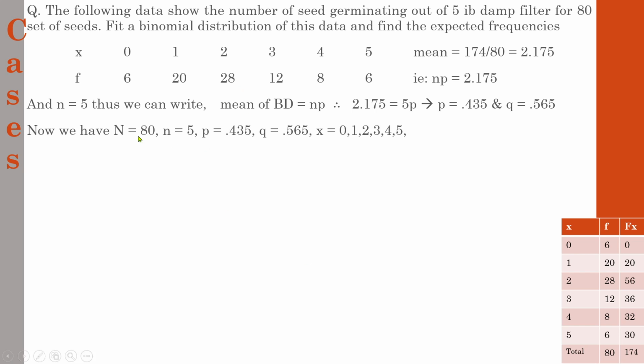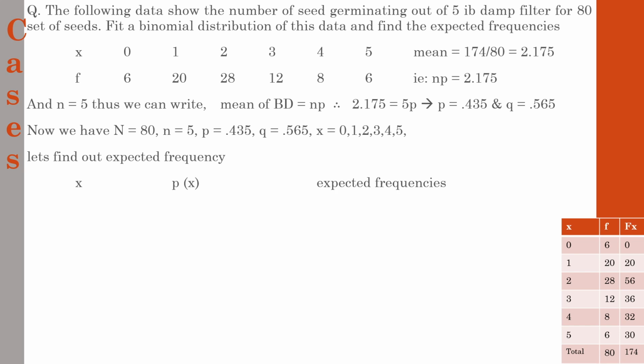Let us write down the details we have found in the question as well as the values which we have found now. Capital N is 80. This is already given. If it is not given, just add together the values of frequencies. Small n is 5, P is 0.435, Q is 0.565 and X is 0, 1, 2, 3, 4, 5. So we have got all the values required for finding the expected frequencies with regard to binomial distribution.